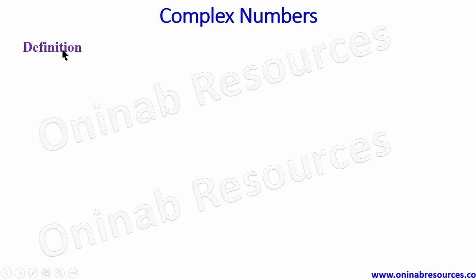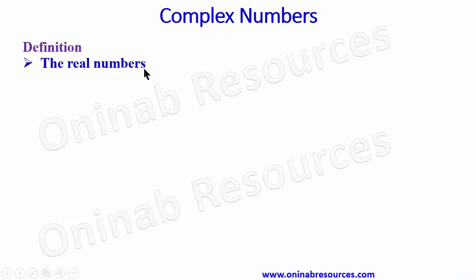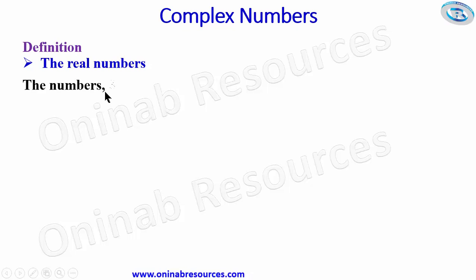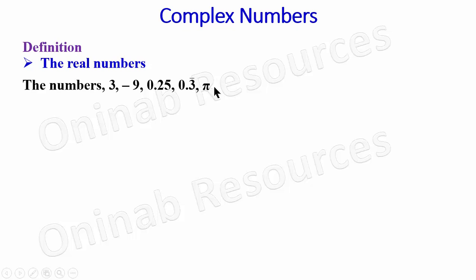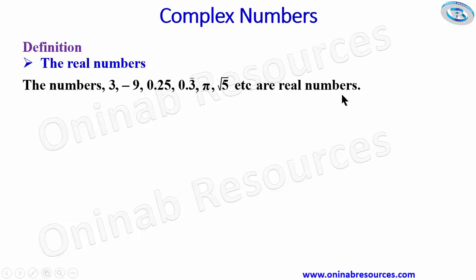First, we look at the definition of real numbers. The numbers 3, -9, 0.25, 0.333 (this is a recurring decimal), pi, root 5, etc. are real numbers. This is said to be the second largest set of numbers.